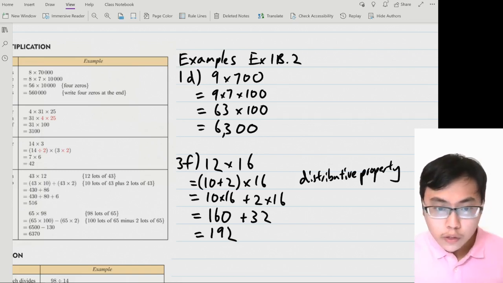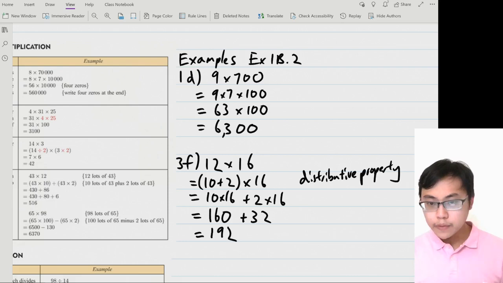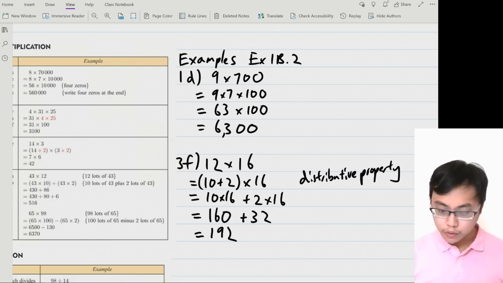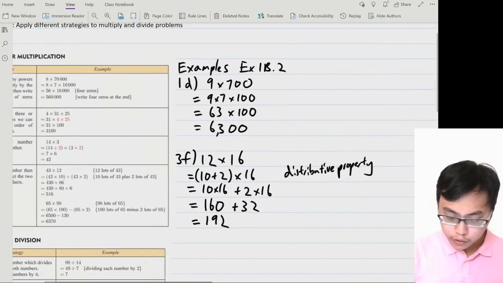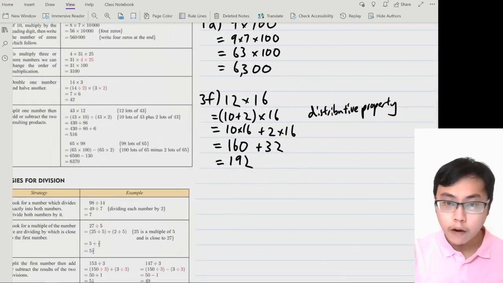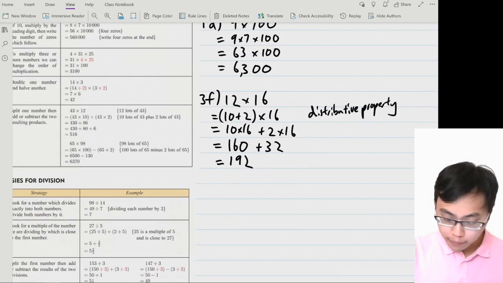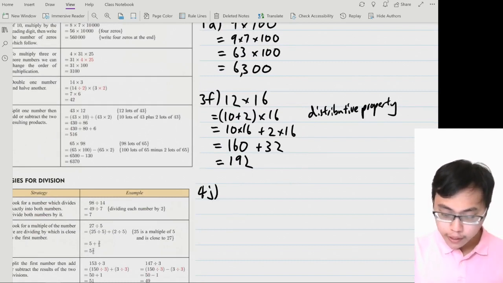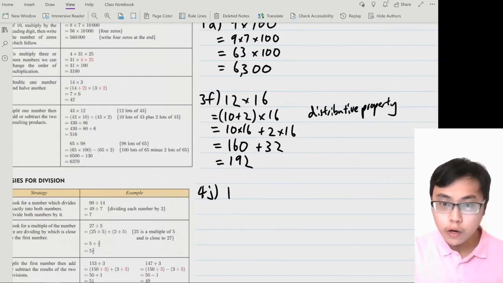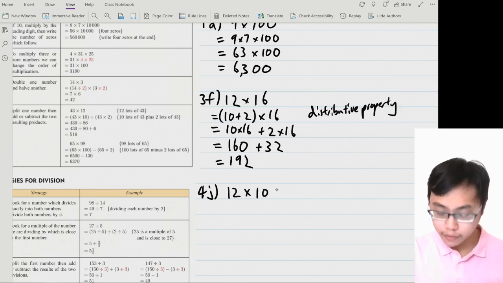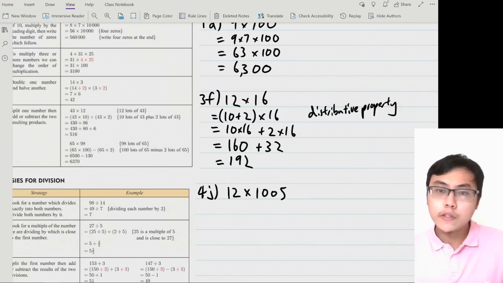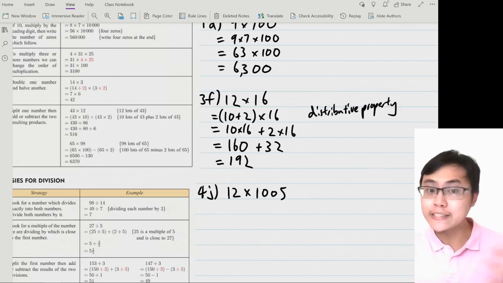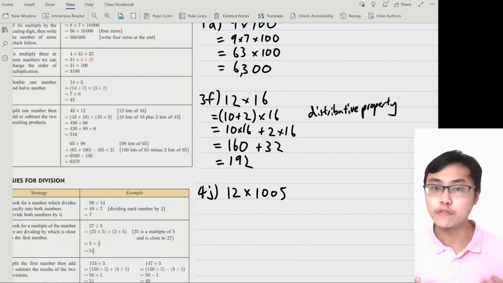I'm going to do one last example, and then I'm going to go into the division ones. So next one, let me just continue going downwards. For J, I believe, this one is 12 times 1005. Now notice in the 3F example, you can use another strategy if that's easier for you. I chose to use this strategy because I believe that it's easier for me.